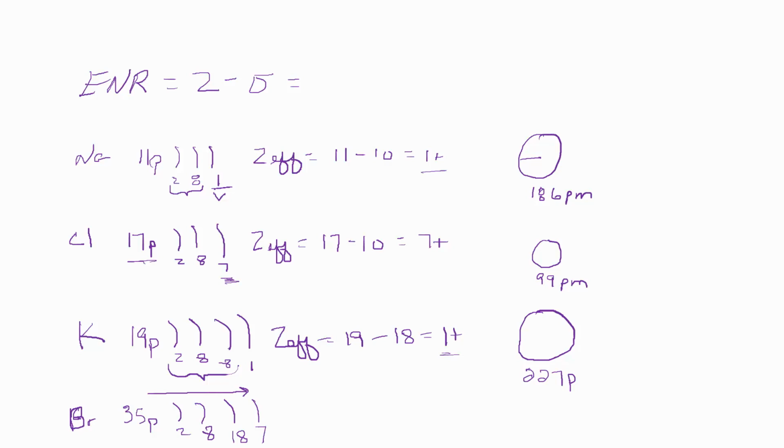So Z effective for this would be 35, that's the nuclear charge, minus the number of core electrons, which is 2 plus 8 plus 18, which is 28.